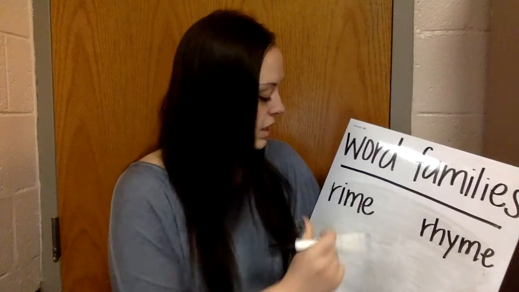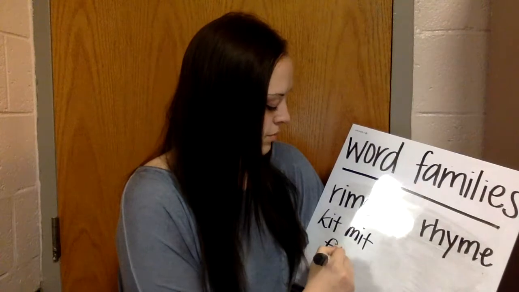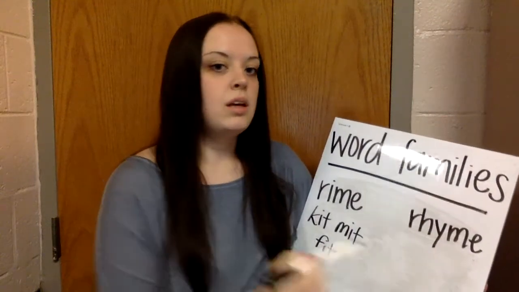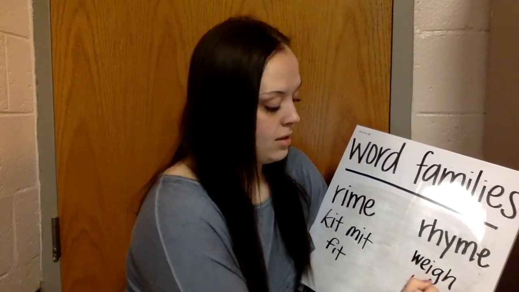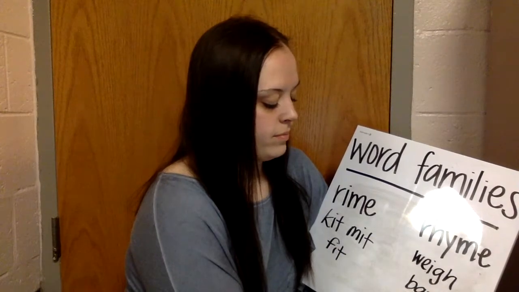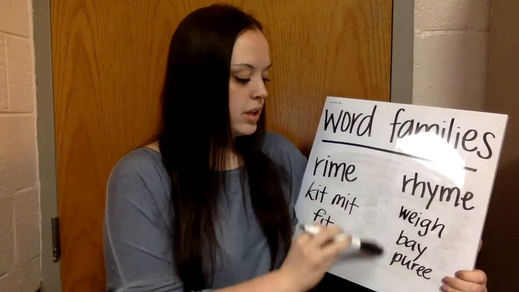Confused yet? It's simple. Rime is simply the string of letters following the onset or beginning of a word. All words with the same rime have the same final spellings and vowel sound. Rime is the same final spellings, while rhyme is the same final sound. Words that share a rime would be kit, mit, and fit, all because they have the IT ending. Words that rhyme would be way, bay, and puree. As you can see, all these words have the same final sound, but don't necessarily all have the same final ending.